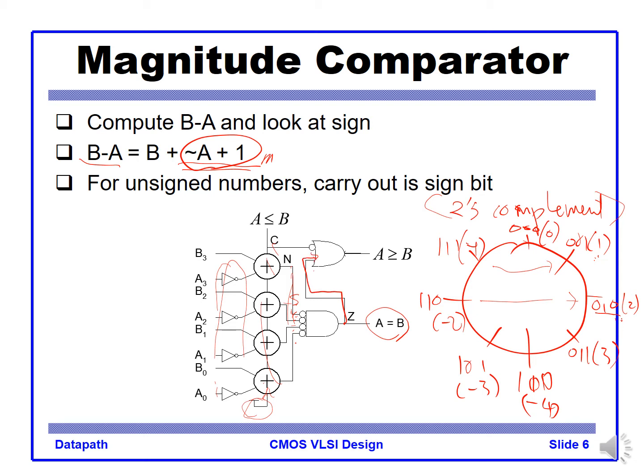What if we want to find whether A is greater than B? If the carry out C is 0 here, meaning A is greater. So this is inverted. So A is greater than B.